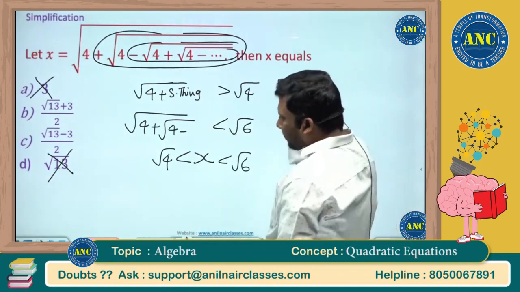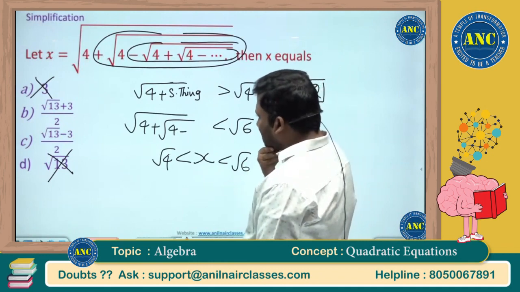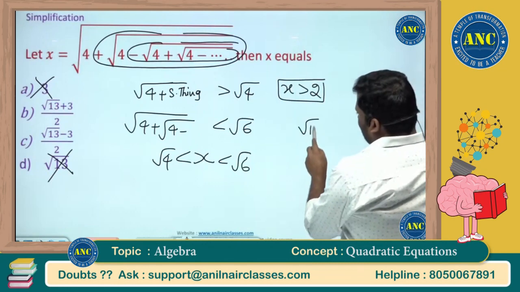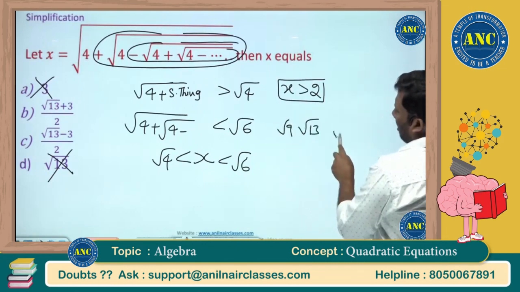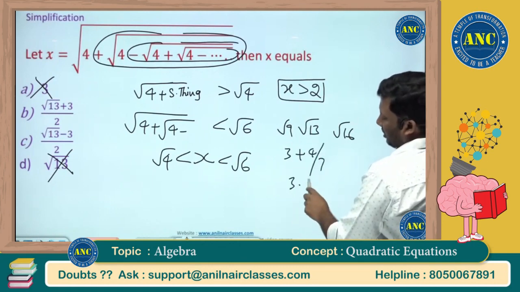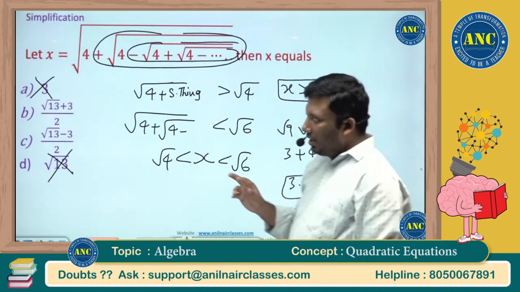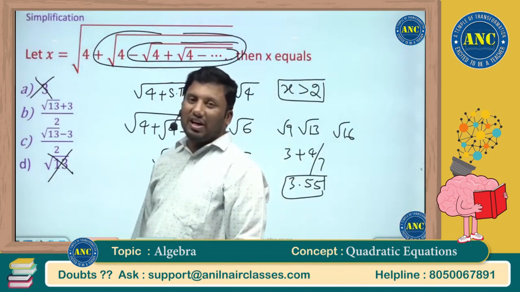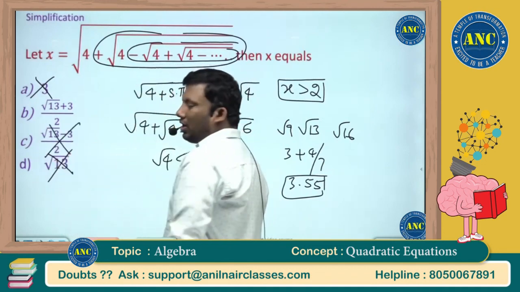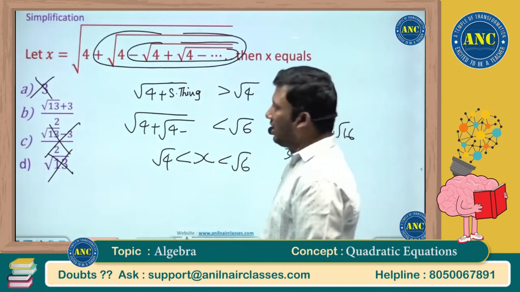Now if you see root 4 and root 6. Now if you observe, this is root 13. Root 13 lies between root 9 and root 16. 3 plus 4 by 7, which is 3.55. 3.55 minus 3, 0.55, 0.55 by 2. It is very small. Answer should be greater than 2 and answer should be less than root 6.